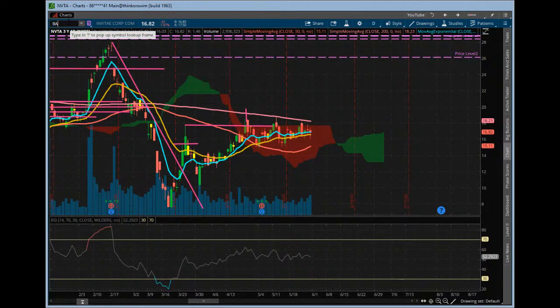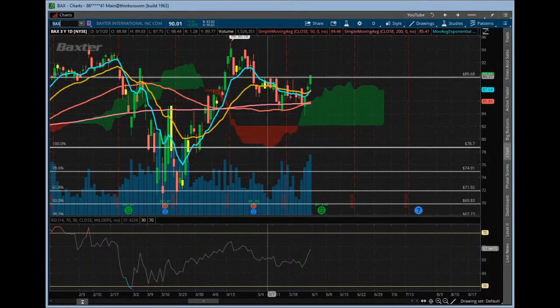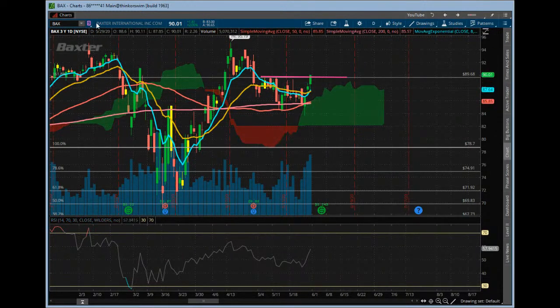Utkarsh, what's going on? BAX, Baxter International. Yeah, great candle on Friday. Nice find. I like how it got over all these levels right here, and good volume. So let's see if I can get some follow through to the upside on that one.